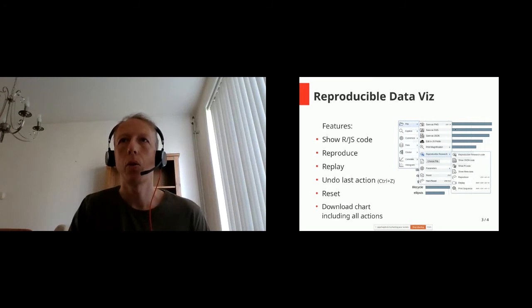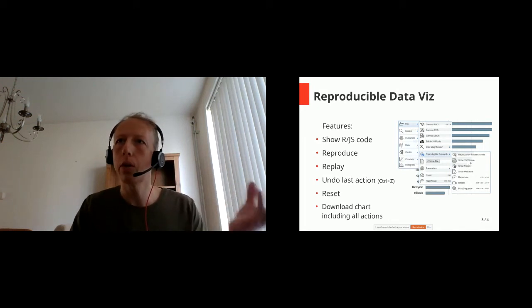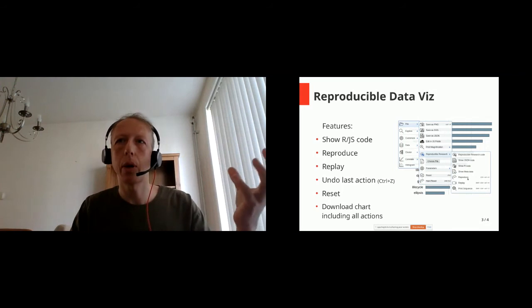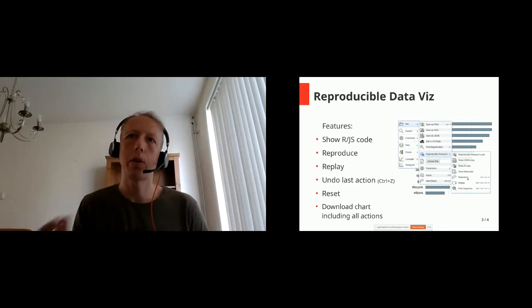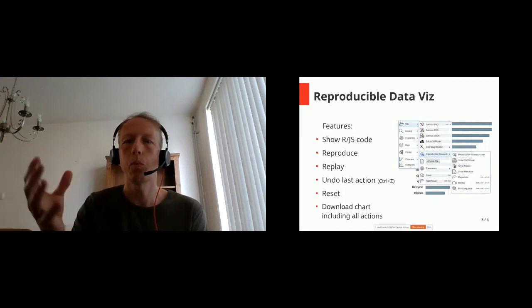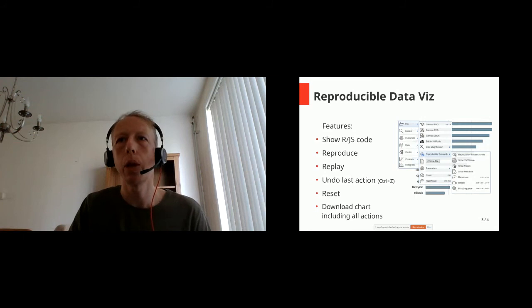And if you right click on the chart, you get this menu, and it has a submenu, reproducible research. And this allows you to show the R code, the JSON code, how the chart is made. And it also has an option to reproduce all of the actions you've taken after the chart has been created. For example, if you want to change the color or hide the legend. And there's a couple of options to undo the actions and to reset the chart. I will show that now.